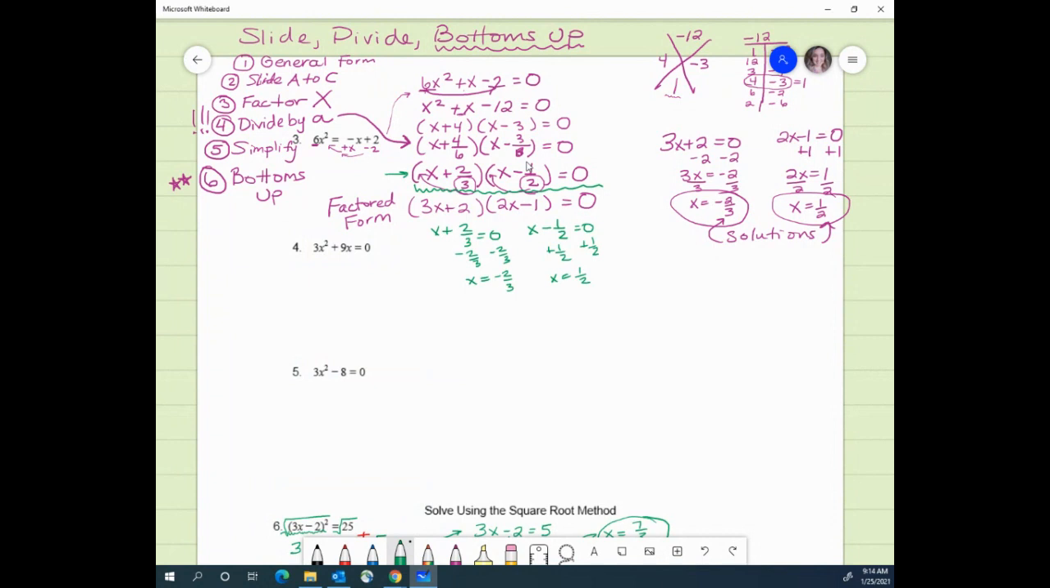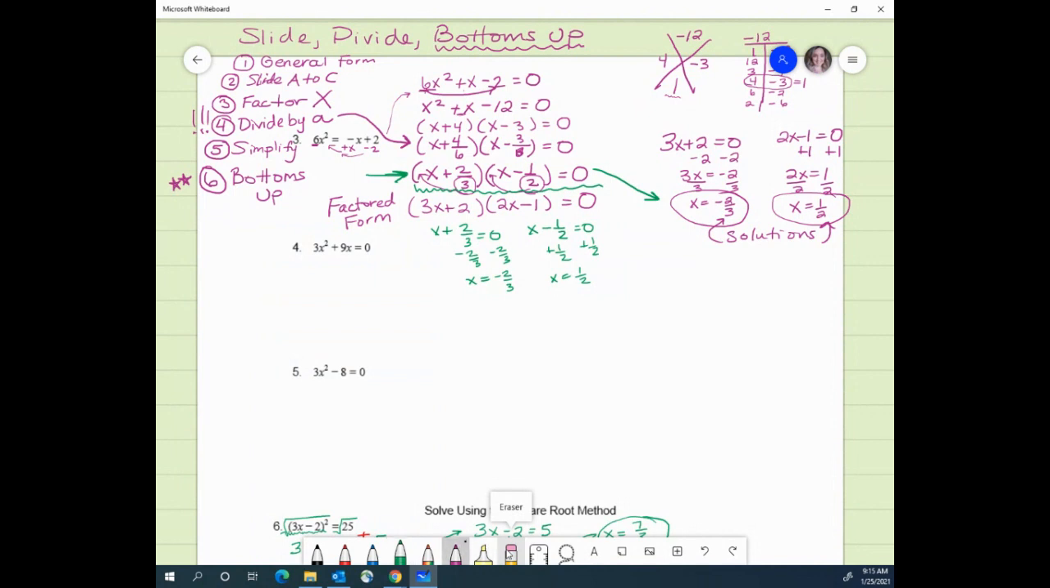If you're not asked for factored form, you can go directly from this green step right here with this green arrow to solutions. I hope that wasn't too confusing, but if I can save you some work, then I would like to. I'm going to erase this green because I want to have space for the next problem, but bottoms up is optional unless you're asked for factored form.